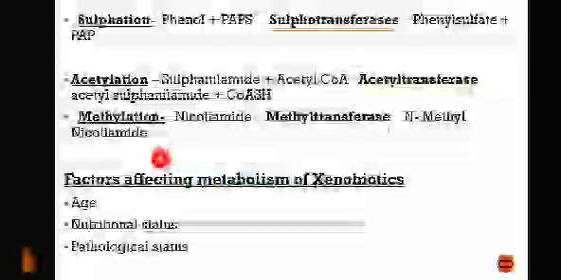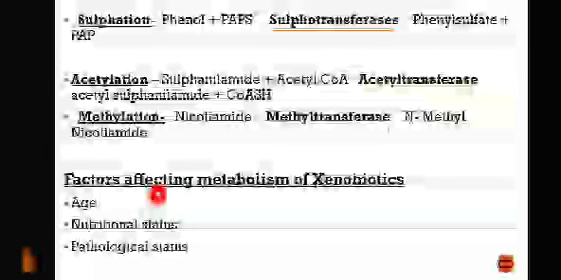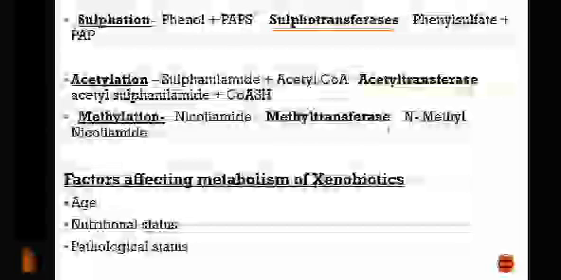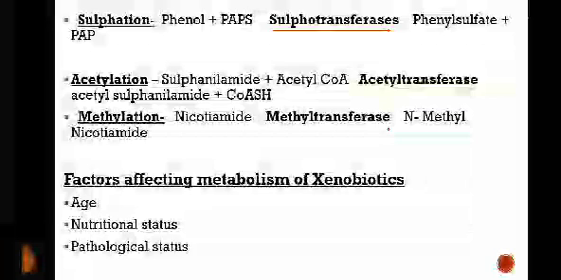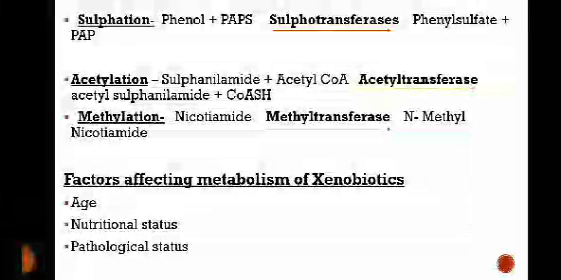Now, the factors affecting the metabolism of xenobiotics. The factors affecting metabolism of xenobiotics are age, nutritional status, and pathological status. Age. Metabolic activity tends to decrease with increase in age. Nutritional status. Poor nutritional status affects the enzyme activity in the liver. And the last is pathological status. Liver diseases also affect metabolic activity in the body. They can cause hepatoma, jaundice, and hepatitis.